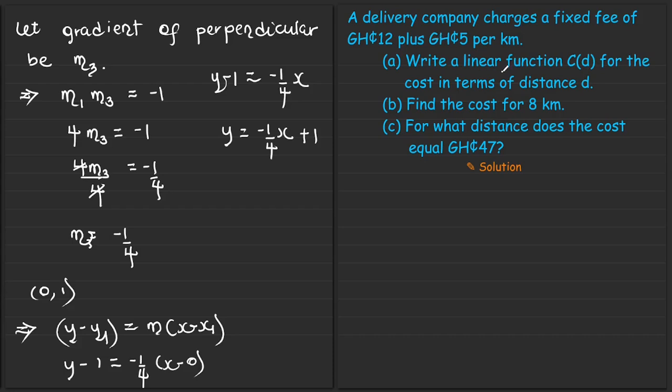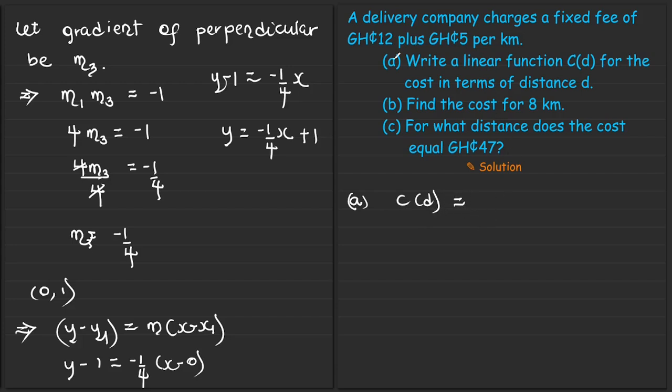Before that, let's identify the dependent variable and then the independent variable. The distance doesn't depend on anything, but the cost depends on something. So for A, it is going to be the cost function, which depends on the distance. It is going to be what?